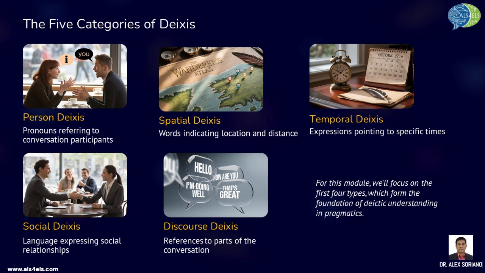While there are technically 5 categories of deixis, we'll focus on the main 4 to build our foundation in pragmatics. Person deixis: pronouns like I, you, and they, that refer to the participants in a conversation. Spatial deixis: words like here, there, this, and that indicate location and distance. Temporal deixis: expressions such as now, then, yesterday, and tomorrow, that point to specific times. Social deixis: language that shows the social relationship between speakers, like using titles or different levels of formality.